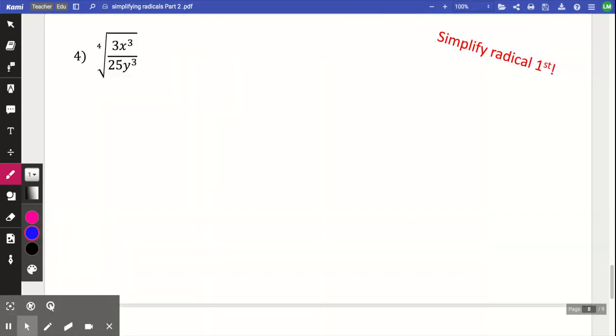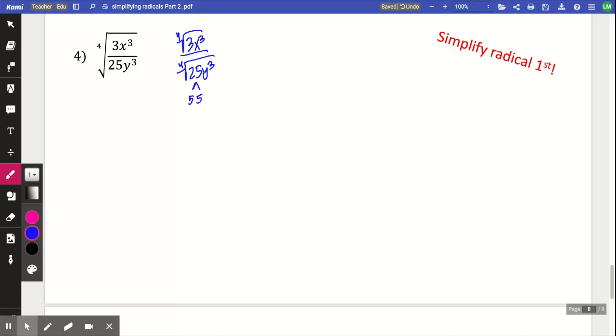First things first, let's split this apart. Let's give the top its own radical and the bottom its own radical. Now here's the thing. It says simplify radical first. We can't really pull out any groups of 4 because 25 is just 5 and 5 and only 3 y's.